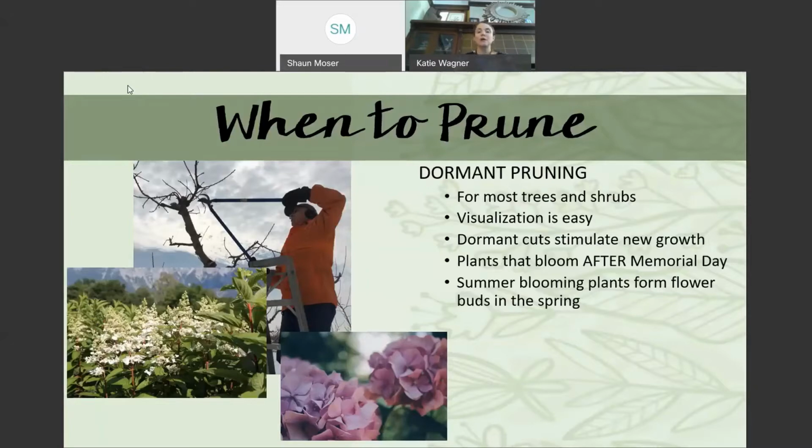You want to prune plants that bloom after Memorial Day during the dormant pruning, because we'll talk about summer pruning here in a minute. Summer blooming plants form flower buds in the spring, and so we have good blossom generation. We're not pruning off our blossoms for that year.